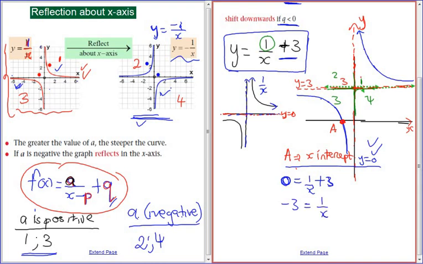So you're going to just have to take negative 3 to the other side, and then you say 1 over x. At this point, if you cross multiply, you get negative 3x is equal to 1. And then your x will be negative 1 over 3. So at this point, I know that this coordinate here is at negative 1 over 3. So that will be the coordinate of A, negative 1 over 3 and 0. Okay? So that's all there is to it.